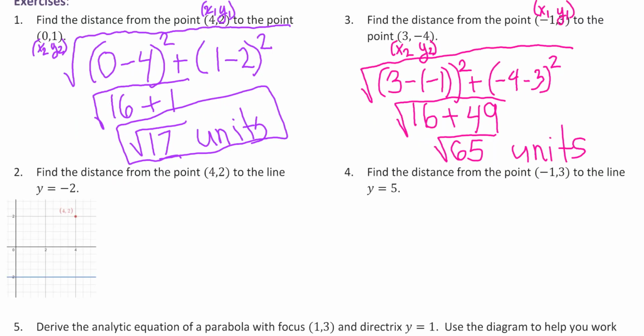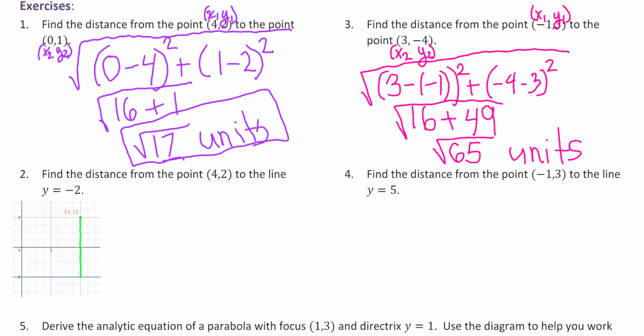For question number 2, since I did 1 and 3 first, they ask us to find the distance from the point 4, 2 to the line y equals negative 2. So I included a diagram here that I just made on Desmos graphing calculator, and I plotted the point 4, 2 and the line y equals negative 2. So if you recall, when we were in class, for the problem of the day today, we dropped a line straight down from the point on the parabola right down to the directrix, and that's kind of like what we have here.